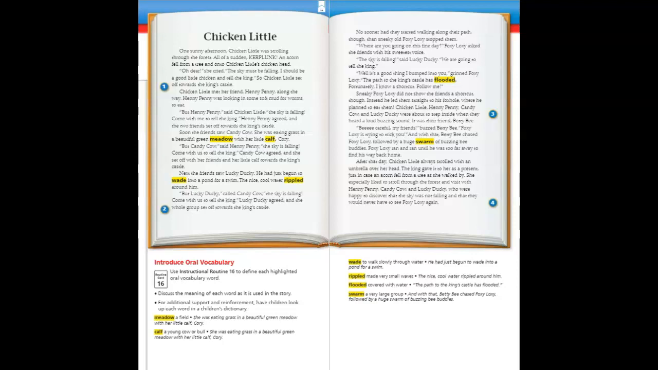Why did Chicken Little think that the sky was falling? Because an acorn fell on her head. Do you remember in our story, Little Rabbit's Tale, what fell on Rabbit's head? It was an apple.